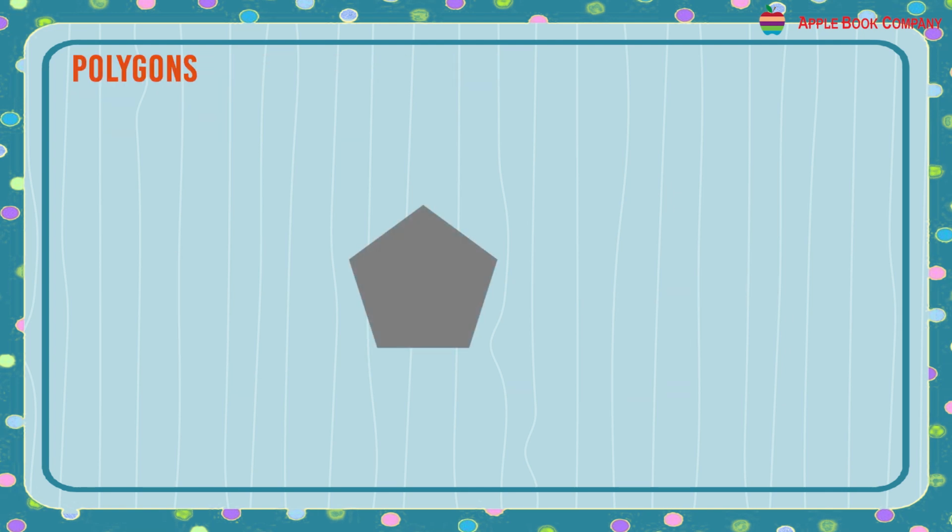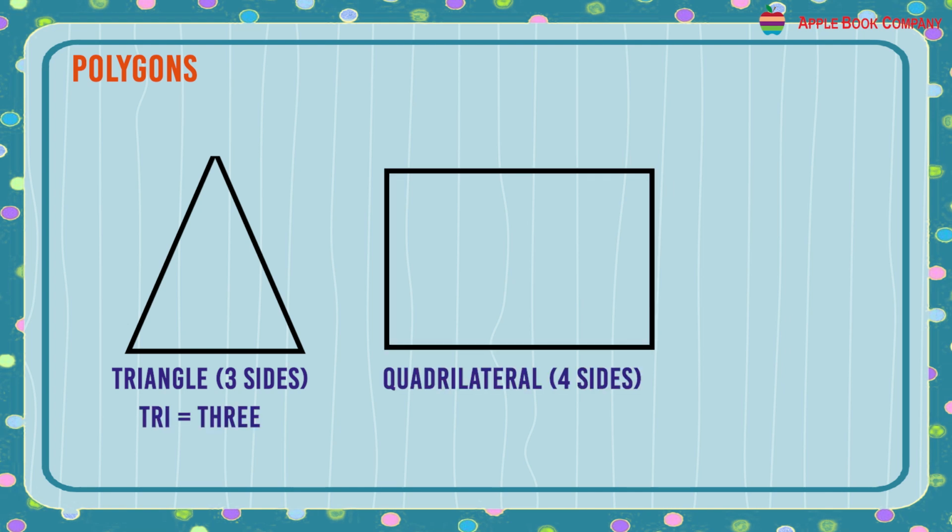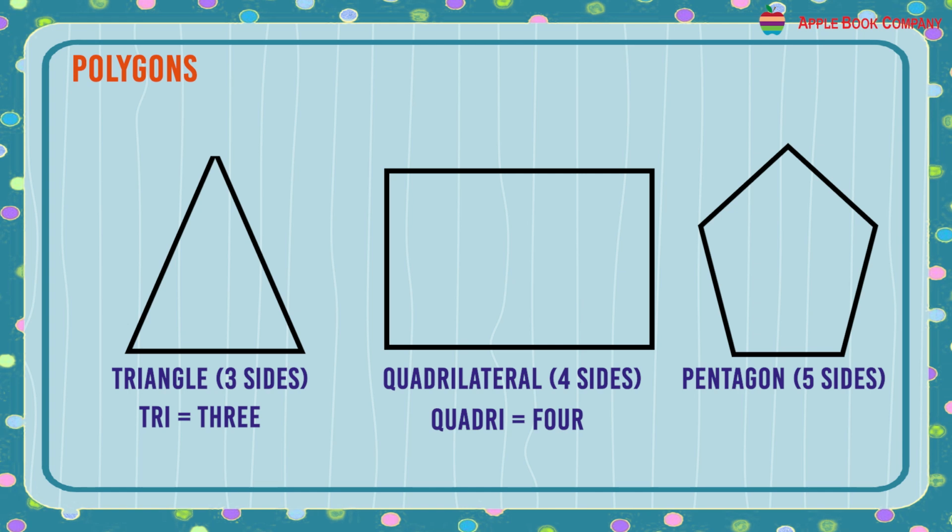Polygons. A closed figure made up of 3 or more line segments is called a polygon. At least 3 line segments are required to make a polygon. Polygons are named according to the number of their sides. Triangle, 3 sides. Tri is equal to 3. Quadrilateral, 4 sides. Quadri is equal to 4. Pentagon, 5 sides. Penta is equal to 5.